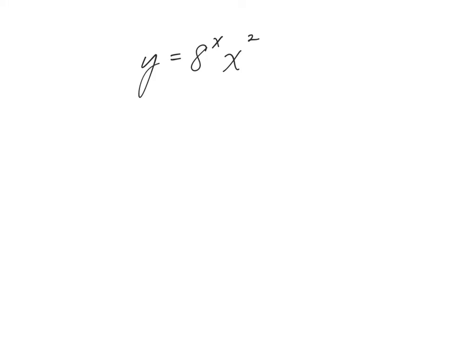In this example, we're going to look at what to do when we are taking the derivative of a function that includes the variable as an exponent. So if you notice what I have here, I have y equals 8 to the power of x times x squared. Now you may be thinking the product rule, and that is a possibility.